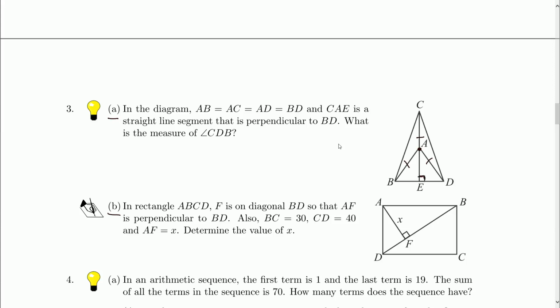Okay, we want angles here. CDB. So, what could we do here? So AB equals AC equals AD. Oh, equals BD. So that one's also the same. Okay. Then I guess we have an equilateral triangle. Then we've got some isosceles triangles off on the side here.